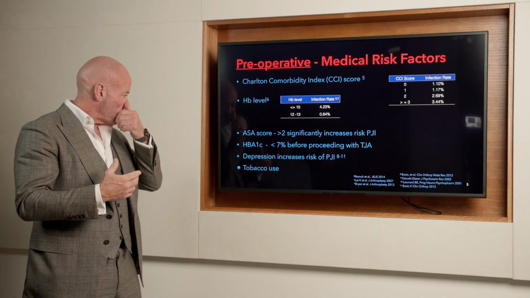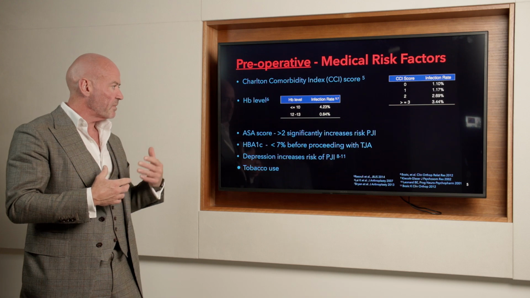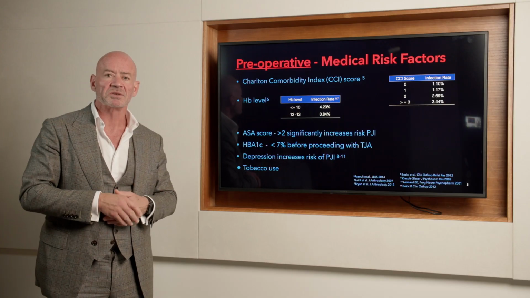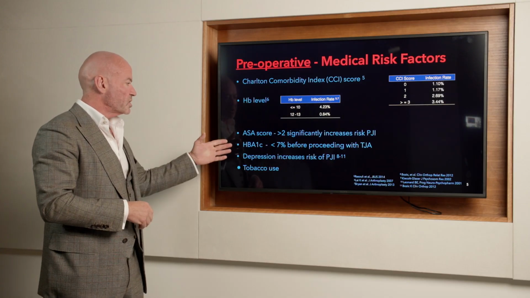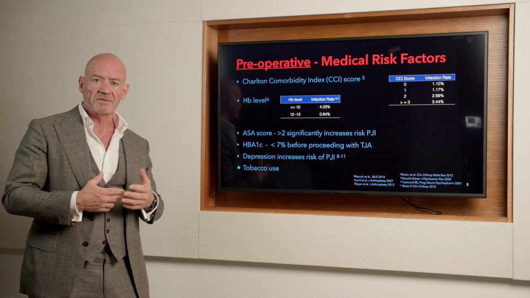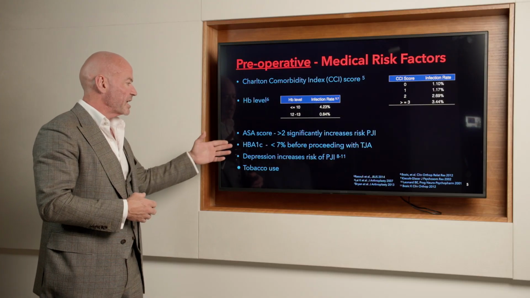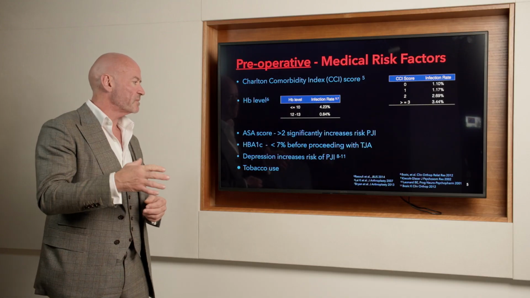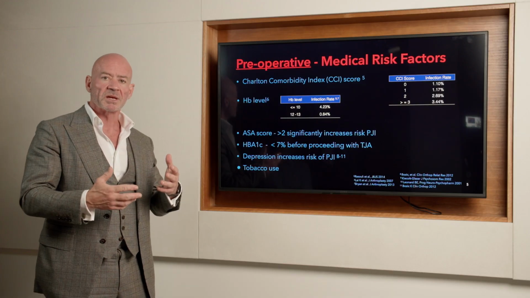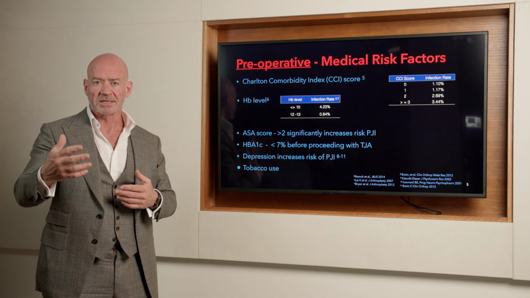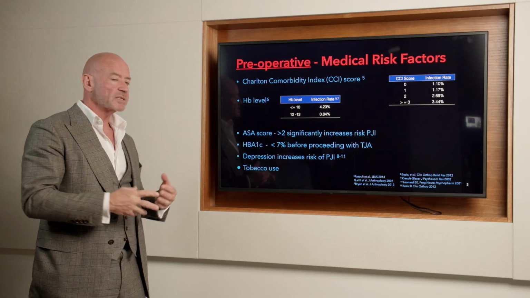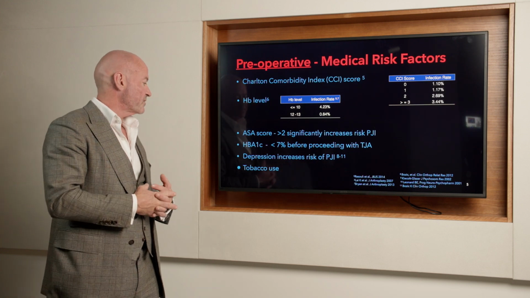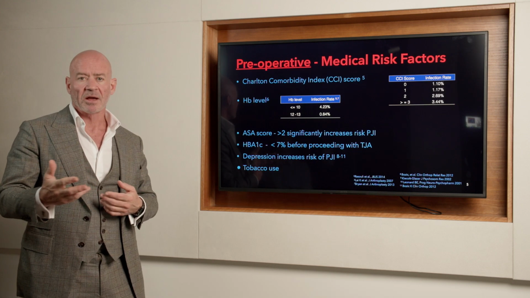Anesthetic risk is important. If you are medically unfit and your anesthetic risk score goes up, that increases your infection rate. We want to look at your diabetes control if you have diabetes. What we do is get an HbA1c preoperatively. We want that less than 7% before going ahead with a shoulder replacement. If it's higher than that, your infection rate is increased, and we don't want that. Things like psychological depression increase your risk factors for infection, and of course, smoking and alcohol use.